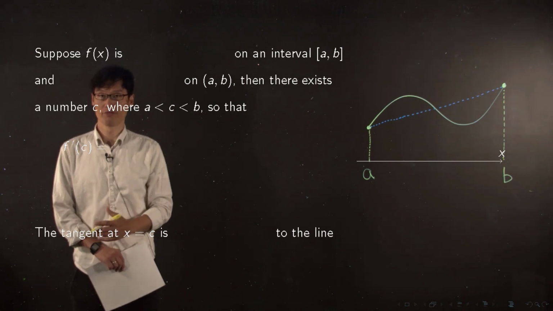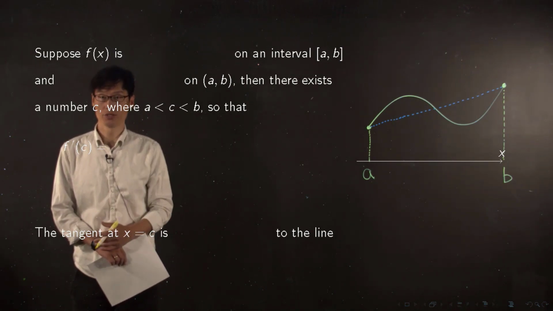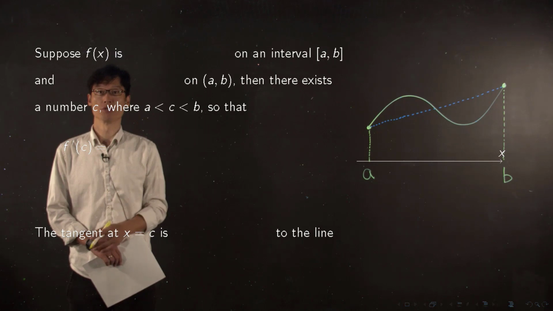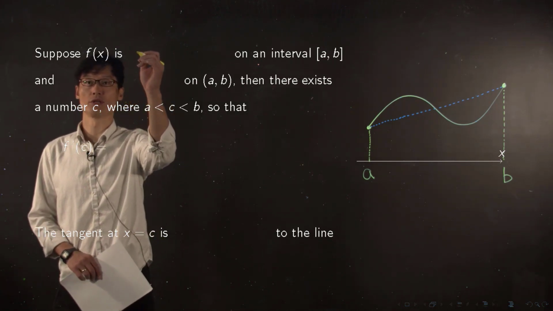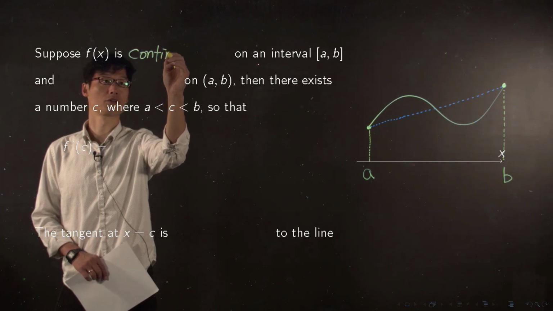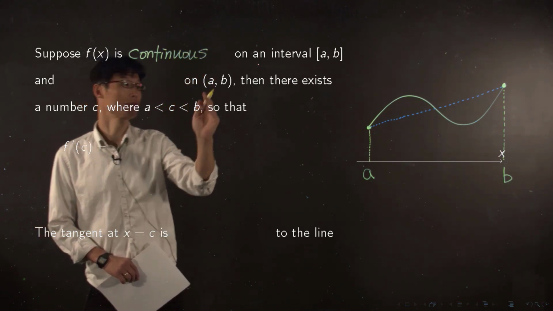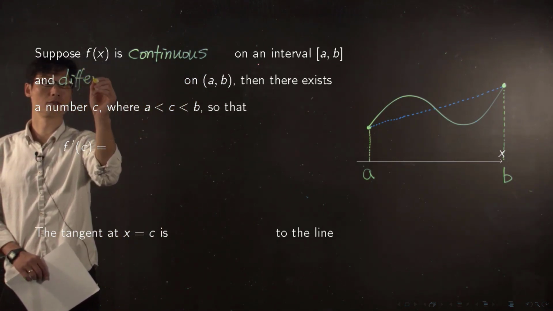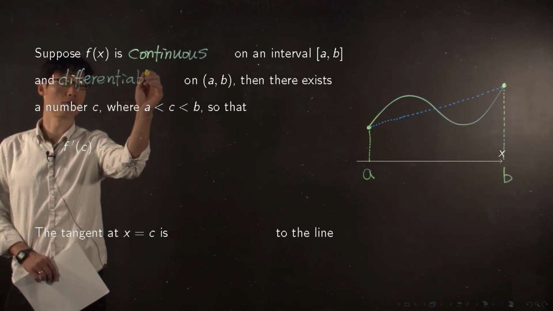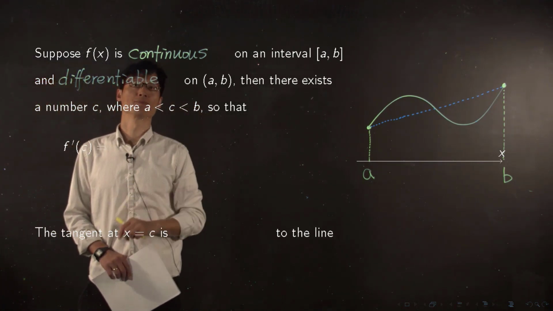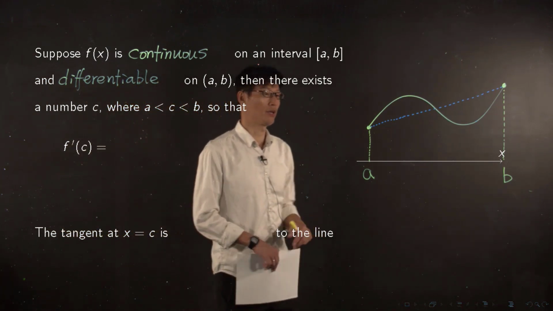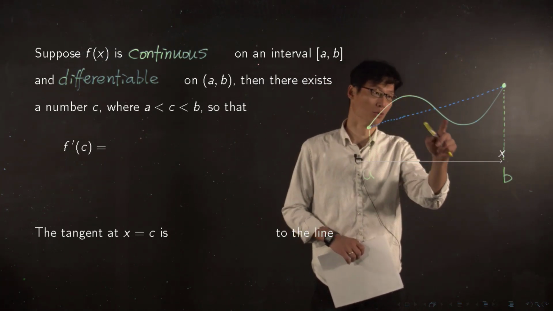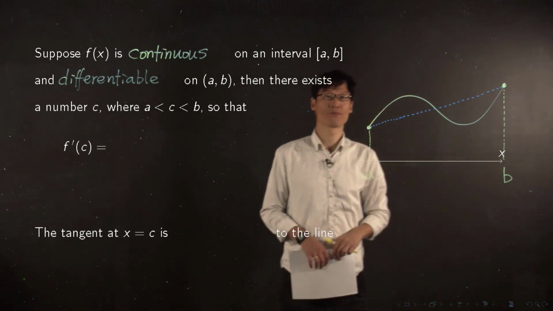Let us talk about the mean value theorem. The condition is continuity on a closed interval and differentiability on the open interval. Suppose a function is continuous on a closed interval and differentiable on the open interval. For example, we have a graph like this, defined on the closed interval, and the function is differentiable on the open interval from a to b.